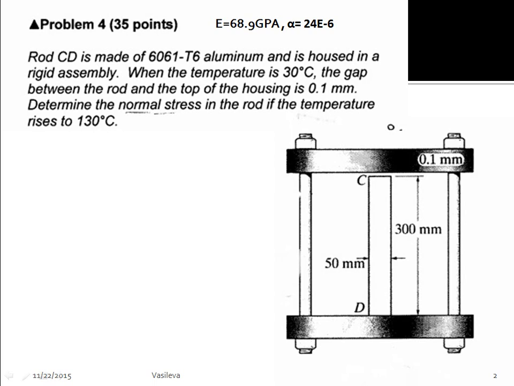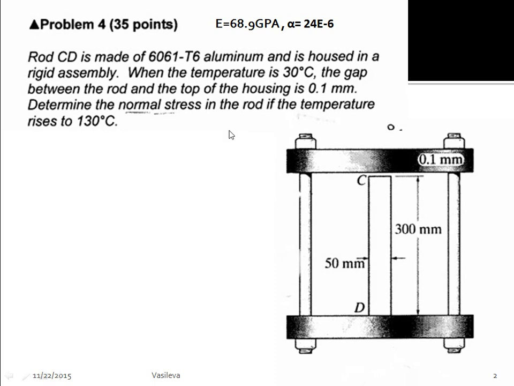So I guess they tell us T6 aluminum because we were given a table and we had to determine what E and alpha were based on the aluminum, which I kind of just wrote in here for us. When the temperature is 30 degrees Celsius, the gap between the rod and the top of the housing is 1 millimeter, so that's right here. Determine the normal stress in the rod if the temperature rises to 130 degrees Celsius.